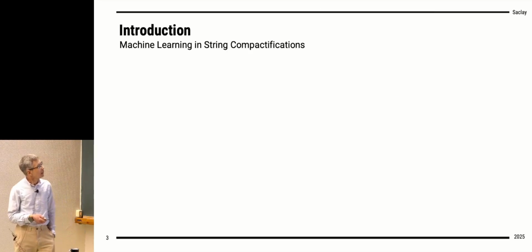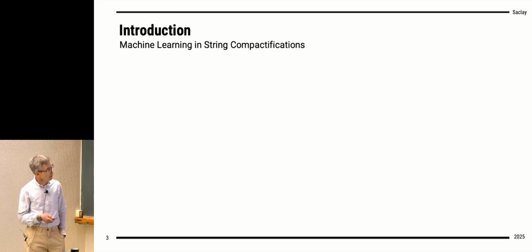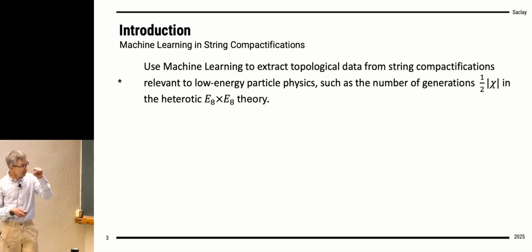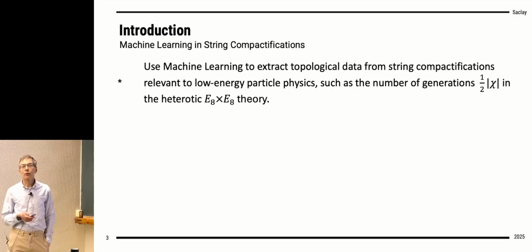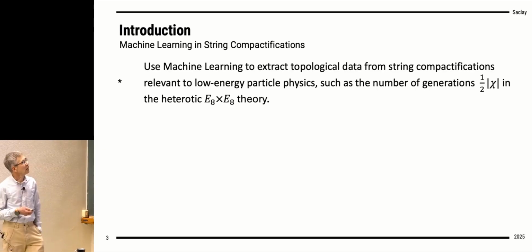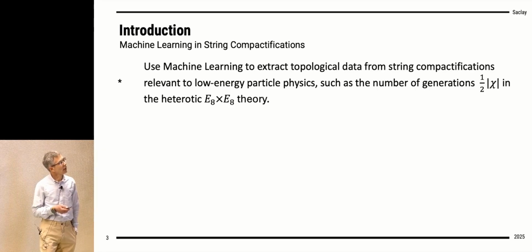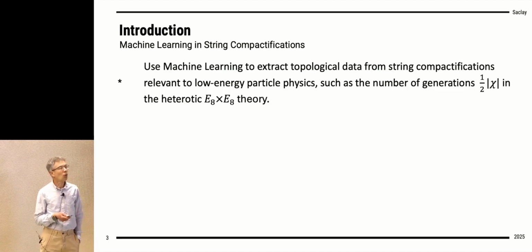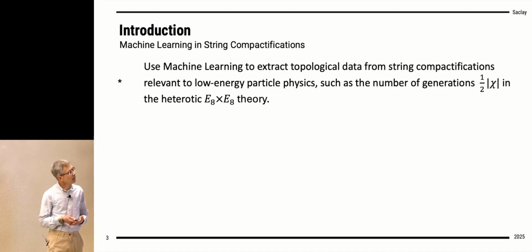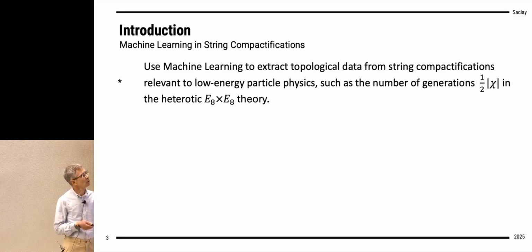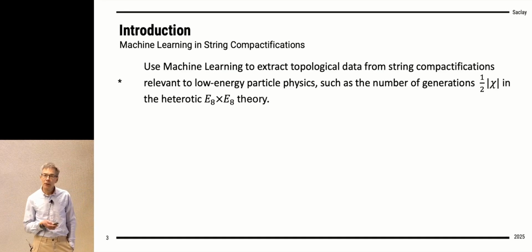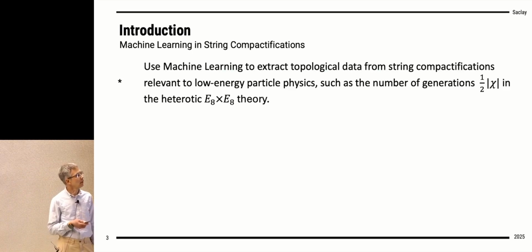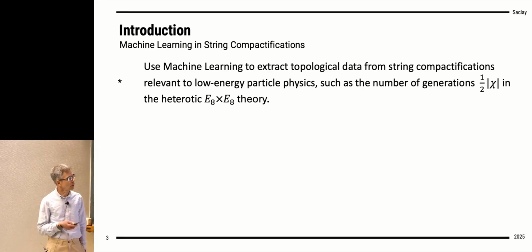So let's just briefly start with some words about where machine learning fits in string compactifications. As I was saying, if you take the heterotic E8 cross E8 theory, one of the string theories, and then you compactify on a Calabi-Yau threefold, then in the simplest form, in the so-called standard embedding, the number of generations is related to this topologically invariant, the Euler number, which is twice the difference between the two non-trivial Hodge numbers, the number of non-trivial 1-1 forms and 2-1 forms.